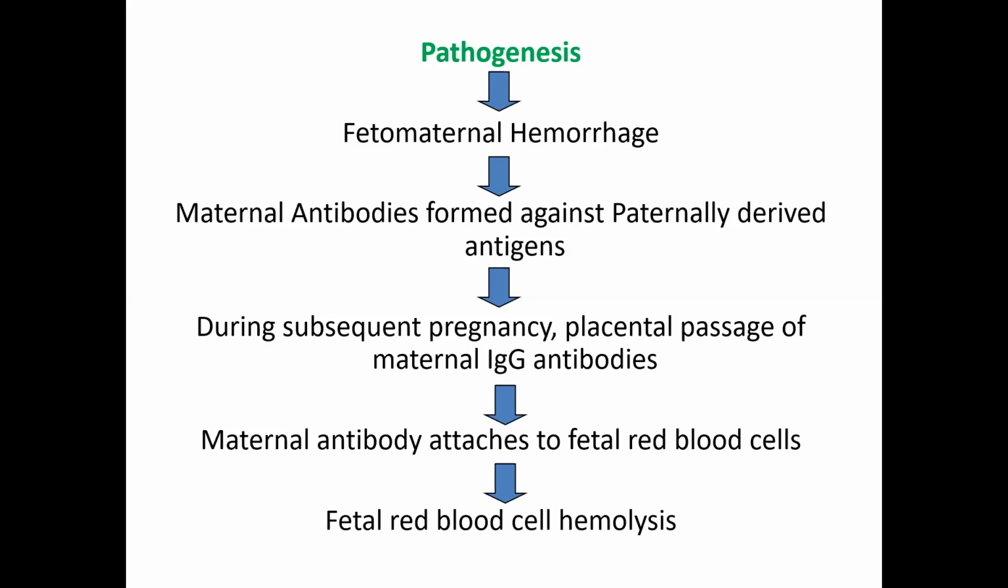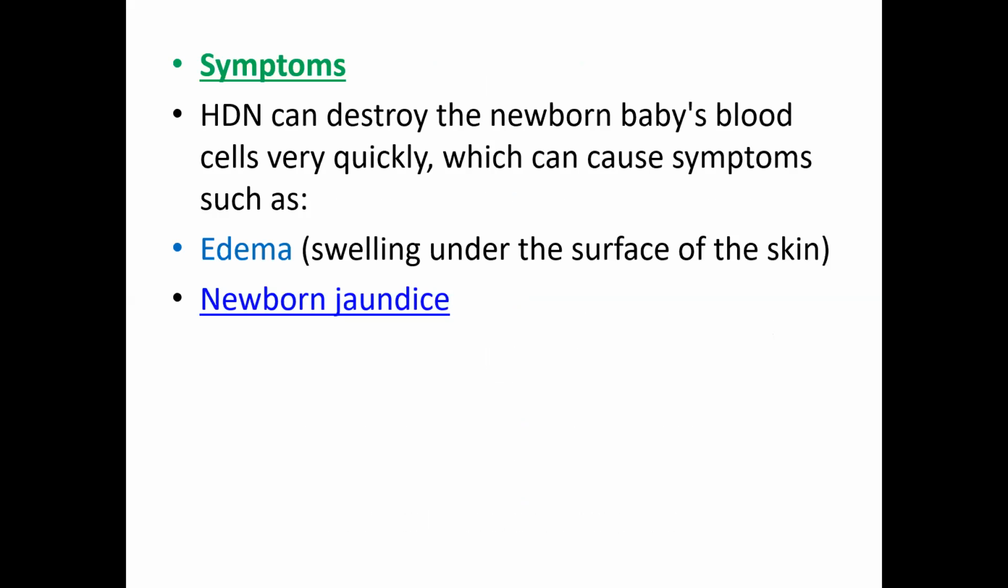Okay. So during the subsequent pregnancy, the placenta passes maternal IgG antibodies. Through the placenta, the antibodies that were produced are sent to the fetus. The maternal antibody attacks the fetal blood cells. The maternal antibodies clump the fetal RBCs, and after clumping, they crack the fetal RBCs. Gradually RBC destruction begins and a hemolysis condition arises.